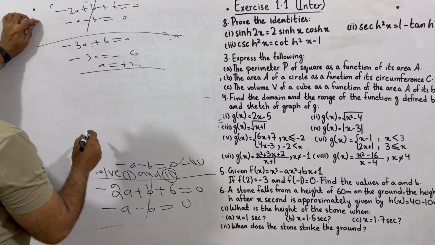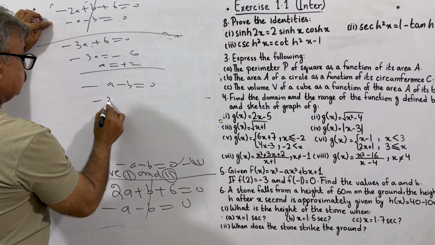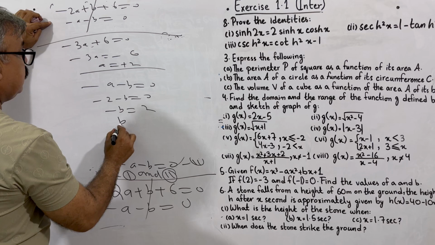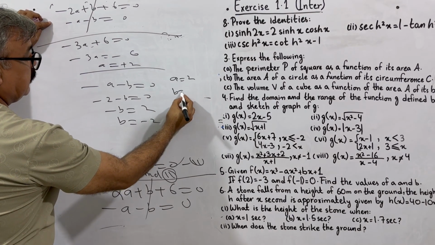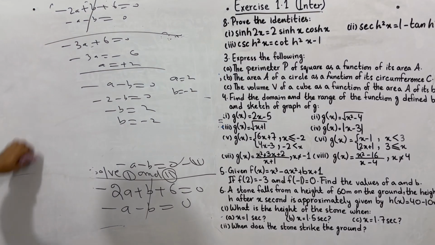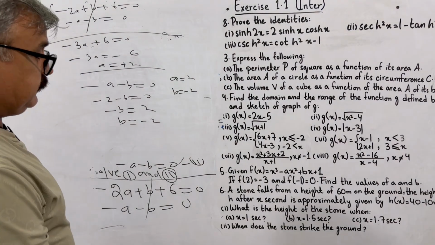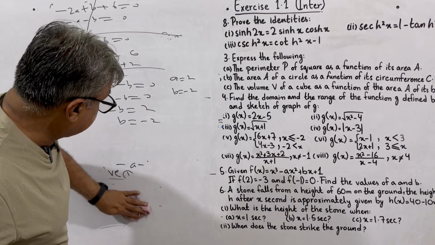Put in any equation. Let me put in the tiny one: minus a minus b is equal to 0. a is 2, so minus 2 minus b is equal to 0, or minus b is equal to 2. So value of b is minus 2. So value of a is 2 and value of b is minus 2 in that case. One can verify by putting values here whether it is satisfying or not.